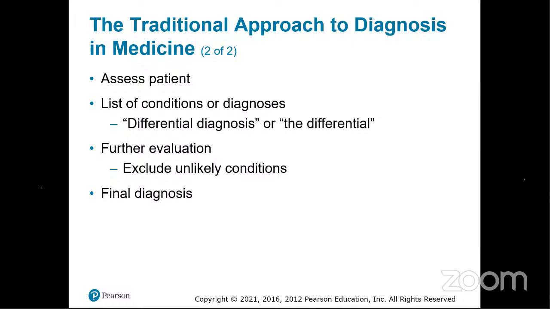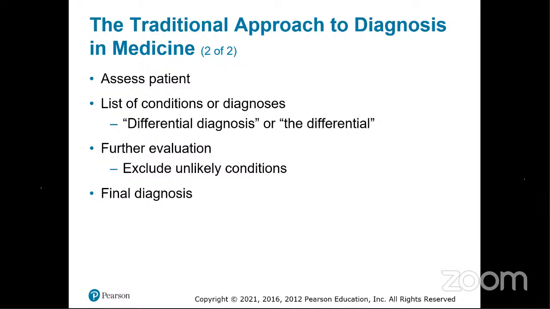A list of conditions or diagnoses: the term is differential diagnosis, because the same sign or symptom can be for multiple diseases, right? So we don't want to just tunnel vision down to one. We're going to have multiple diagnoses that we're going to think about, and then we're going to use further evaluation to try to lead us down this.